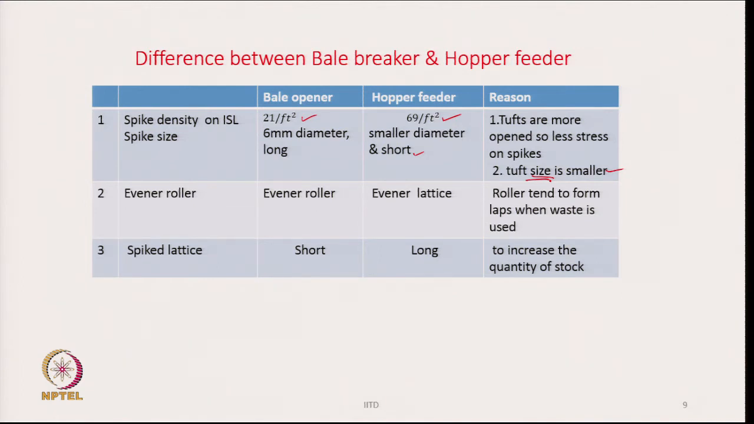How many spikes we will have per unit area on the spike lattice? It depends upon what is the average tuft size. If the tufts are bigger, we will have less number of spikes per unit area. When the tufts are smaller, we have to have more number of spikes per unit area.